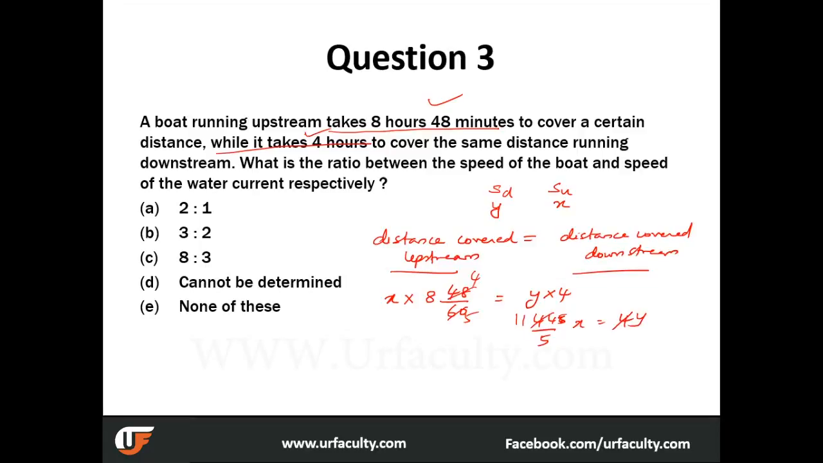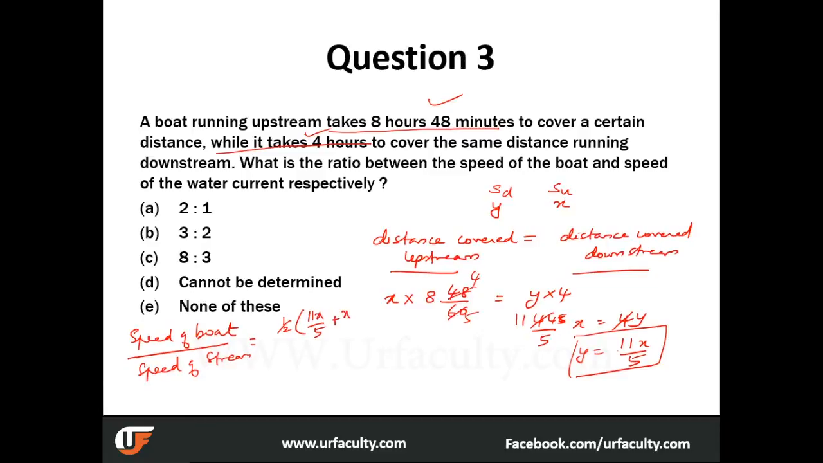So what do we have? We have y is equal to 11x by 5. So let's use this value and now do the required substitution. What is the speed of the boat? What is the formula? Half into y plus x. What is y? 11x by 5 plus x, by half into 11x by 5 minus x, for the speed of the stream.